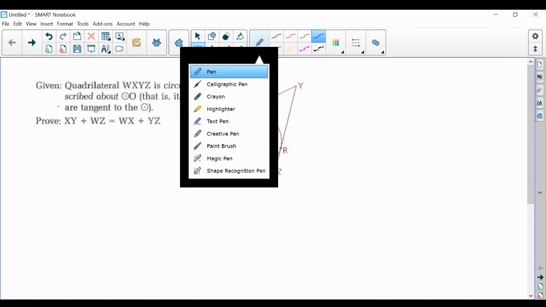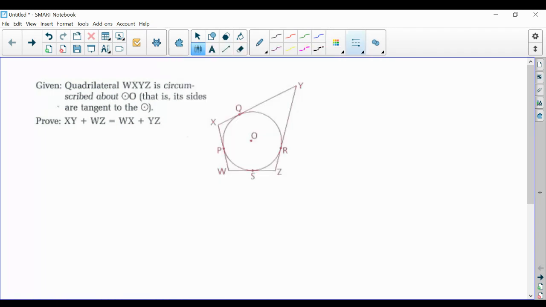And I'm going to do this by assigning variables to some of these sides here. So let's call this x, which would make this x over here. And let's call this y, which would make this y over there. Okay, and now let's call this z, which would make this z here. And let's call this w, which would make this w over here.